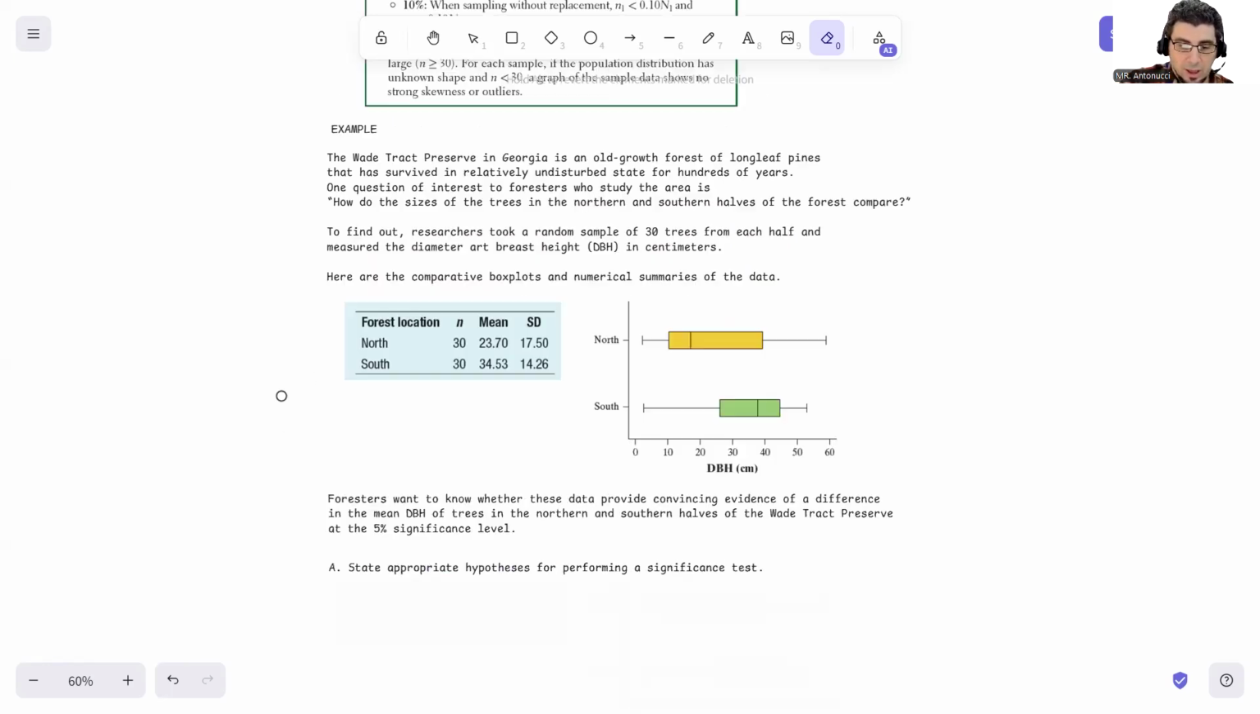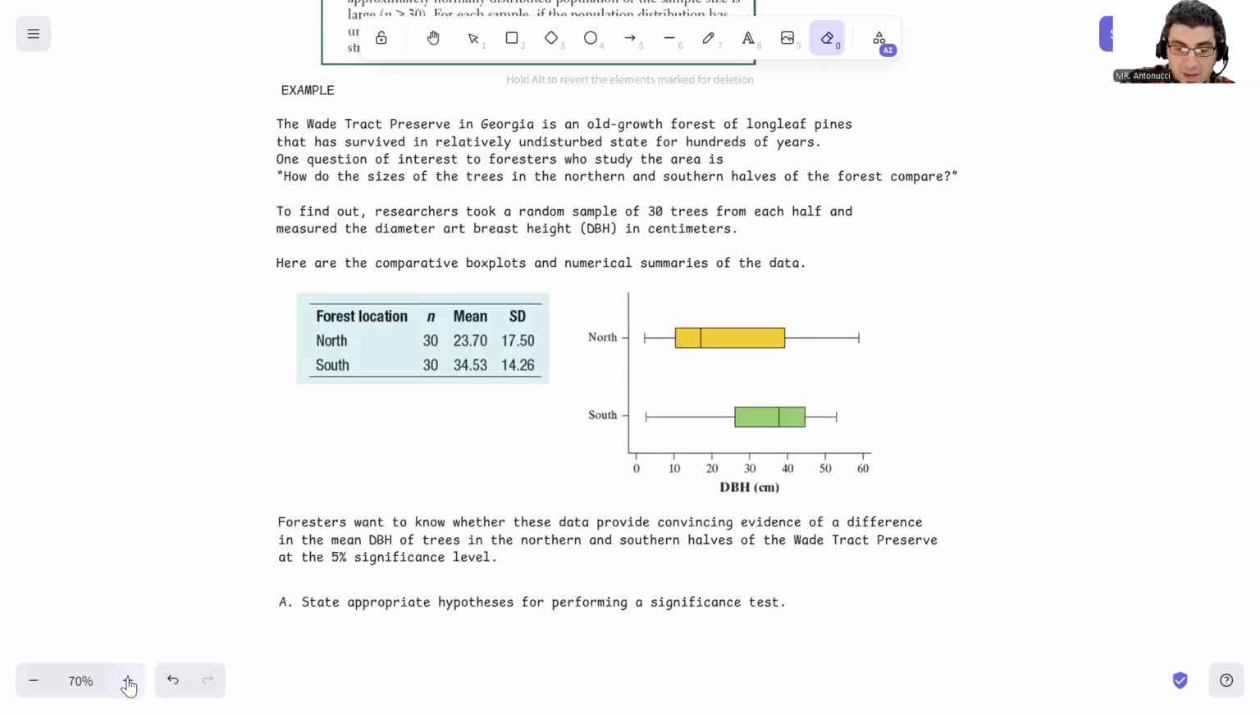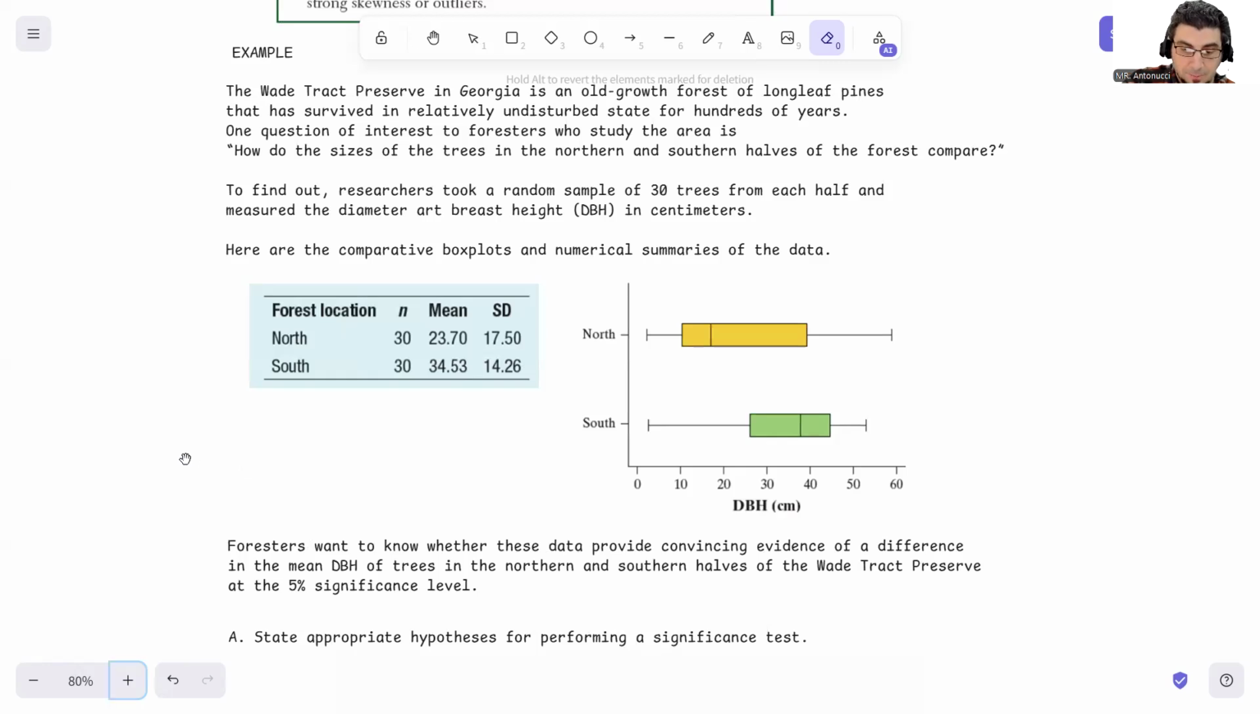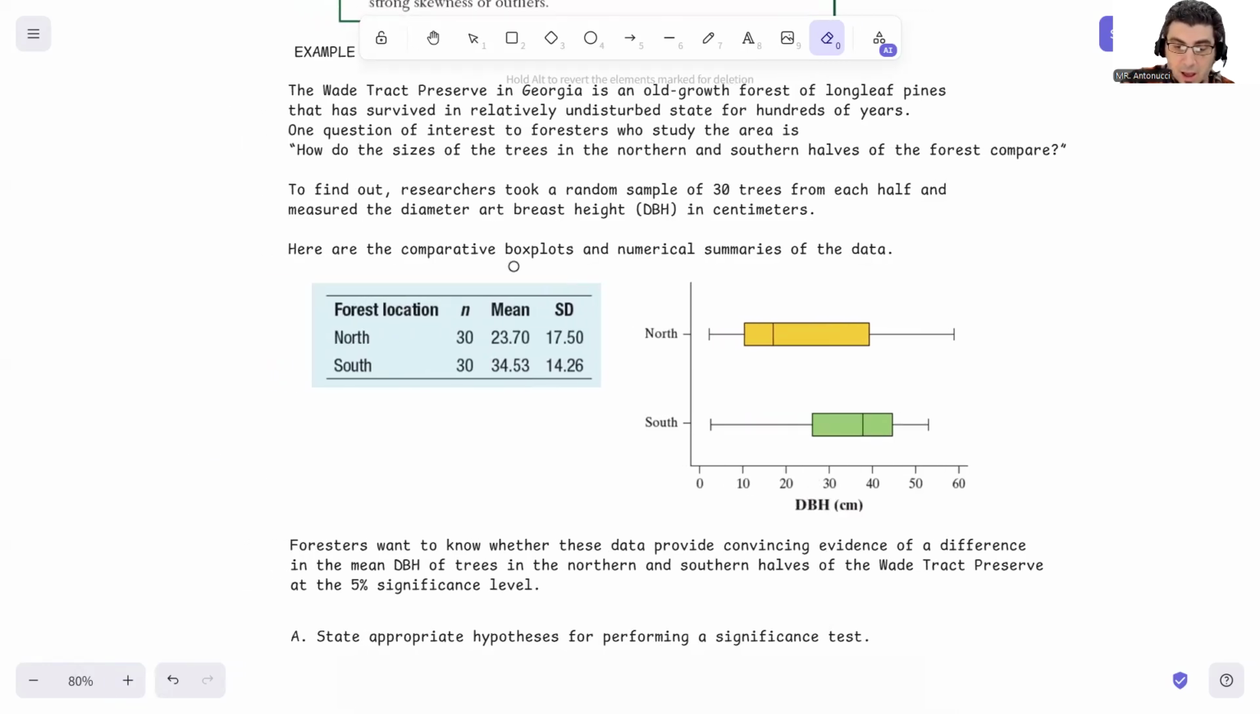So let's take a look at this example here. The Wade Tract Preserve in Georgia is an old growth forest of longleaf pines that has survived in a relatively undisturbed state for hundreds of years. One question of interest to foresters who study the area is how do the sizes of the trees in the northern and southern halves of the forest compare? To find out, researchers took a random sample of 30 trees from each half and measured the diameter at breast height, DBH, in centimeters.